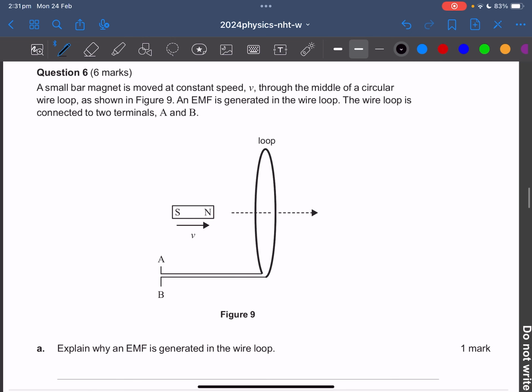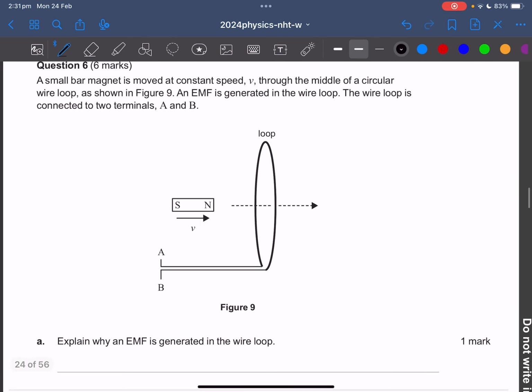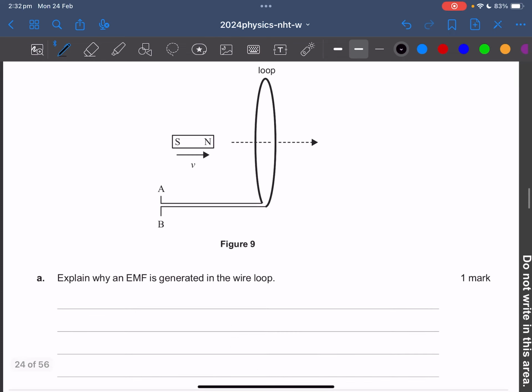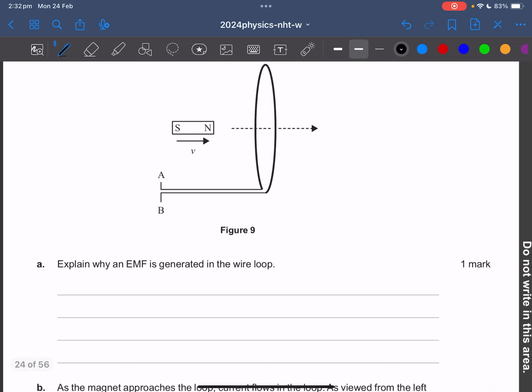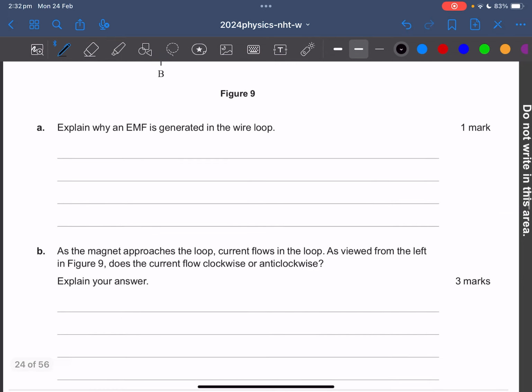Question 6. A small bar magnet is moved at a constant speed through the middle of a circular wire loop, as shown in figure 9. An EMF is generated in the wire loop. The wire loop is connected to two terminals A and B. Explain why an EMF is generated in the wire loop. Very well.